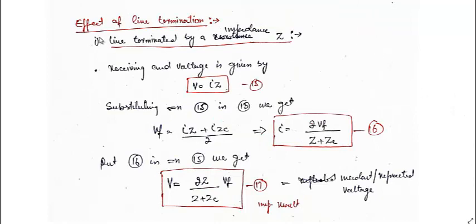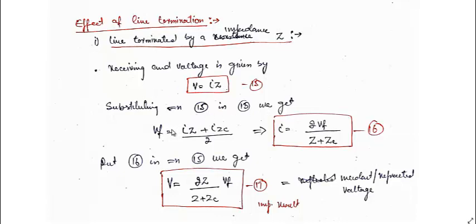Now, the effect of the line termination. What will happen when we have different terminations? Let us say the line is terminated by Z. That means the junction is an impedance. So the receiving voltage will be V equal to I into Z. These are both the incident voltage and incident current, and this is the load impedance.